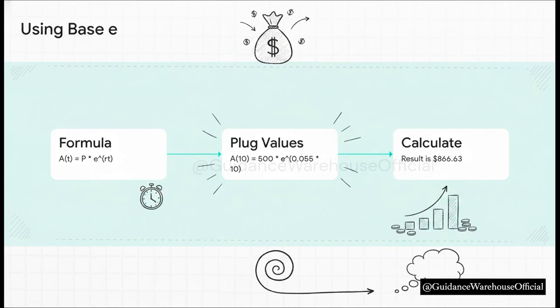Say you invest $500 continuously at 5.5% for 10 years. Using our natural base formula, we just plug in our values. A = $500 times e^(0.055 times 10).